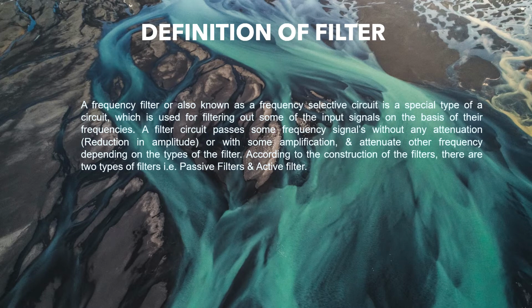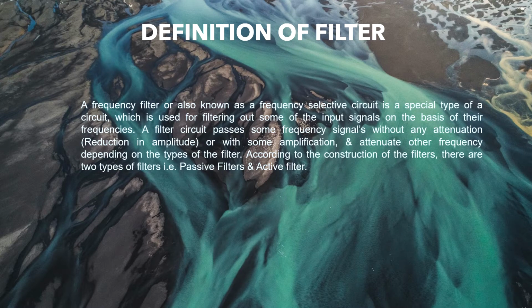According to the construction of the filters, there are two types of filter. First is passive filter and second is active filter. Passive filters are made up of passive components such as resistors, capacitors, and inductors. It does not need any external source of energy. Therefore, there is no voltage gain in this filter. The output voltage is always less than the input voltage. It can easily filter a high frequency signal, but it cannot process any low frequency.